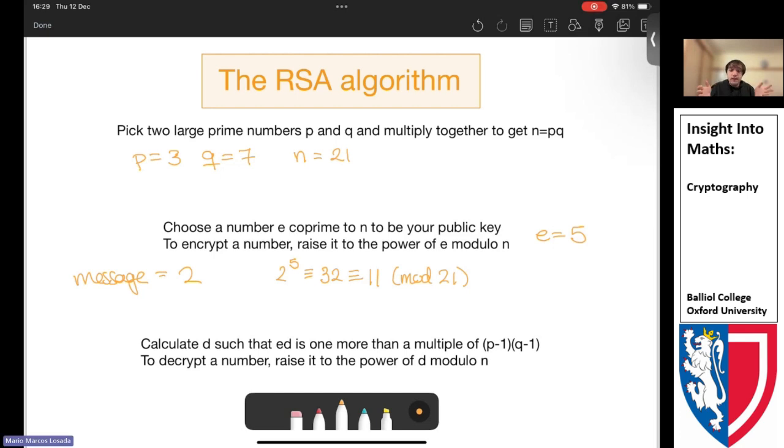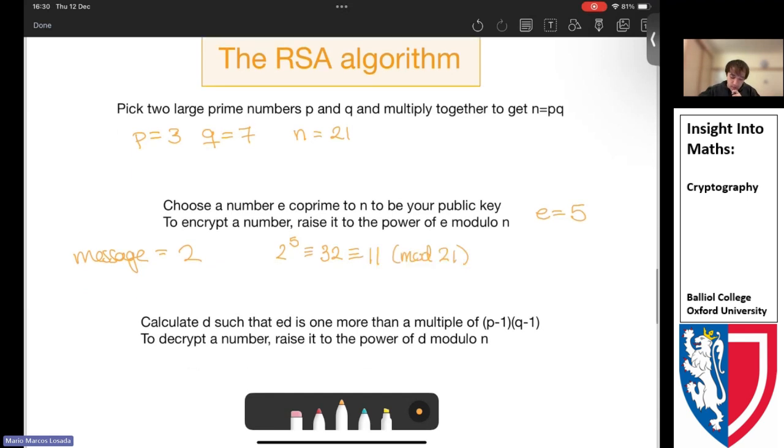So then Eve might receive the number 11, but all of the information she has is n and E, and it's not really possible to recover 2 from that. You would need to be able to take something like a 5th root of 11, which is in practice really, really hard. This is a really hard problem. And so essentially she cannot do it.